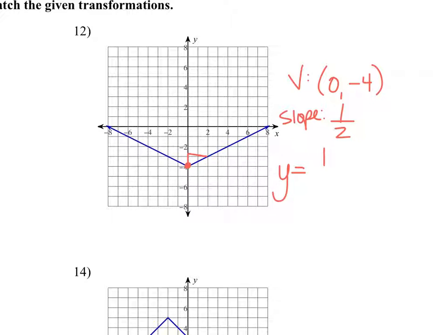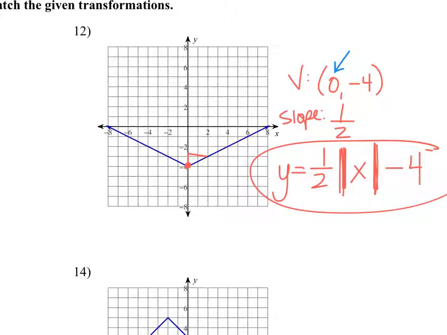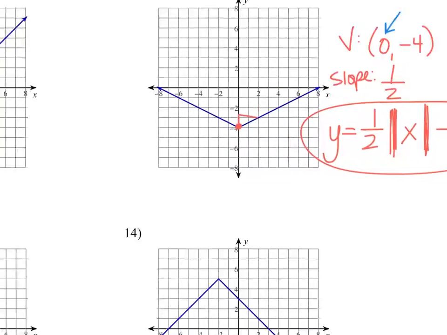Now if I go to write my equation, that's going to be y equals, this time I do have a slope, so I'm going to put that in the front, 1/2, absolute value. Inside's the opposite, and this is just 0, so really you don't have to put anything with the x. I mean, you could write x plus 0 or x minus 0 if you wanted to. I'm just going to put x by itself. And then outside's the same, so -4. So there's your final equation for question 12.